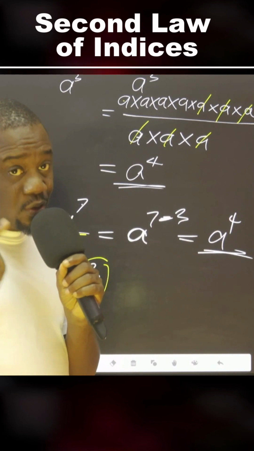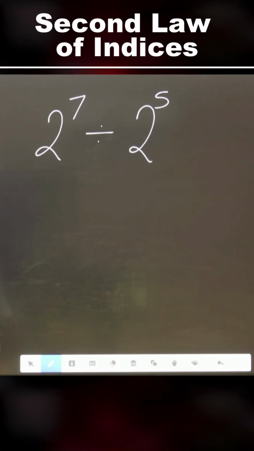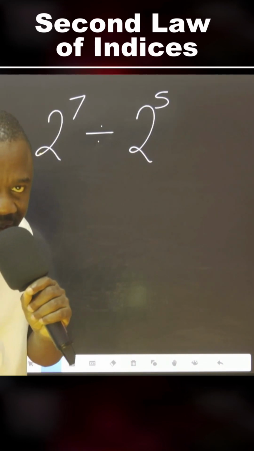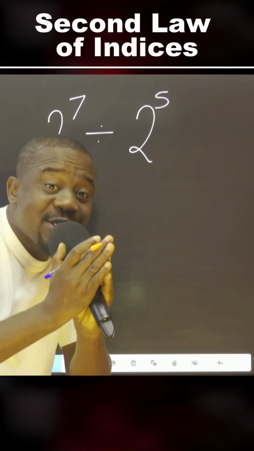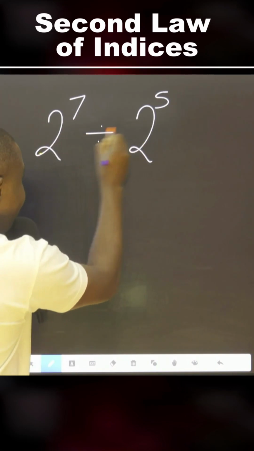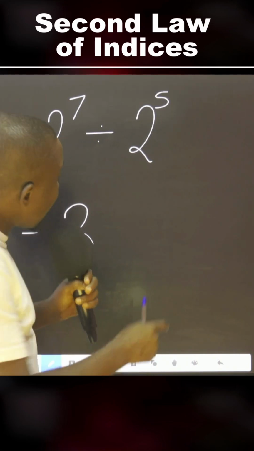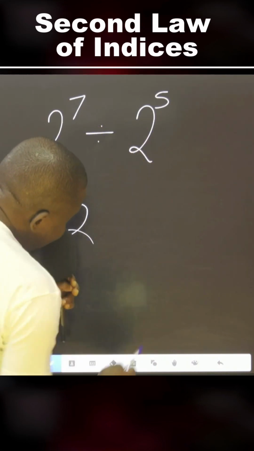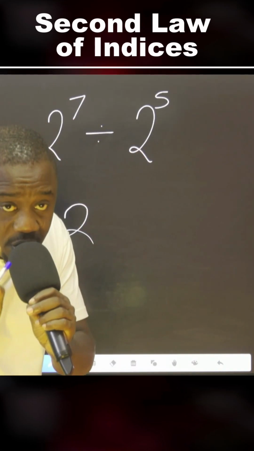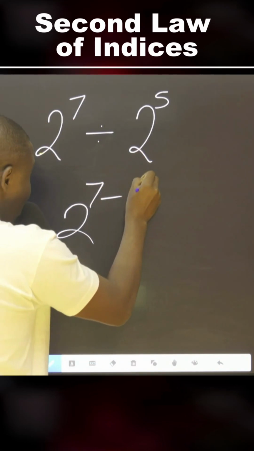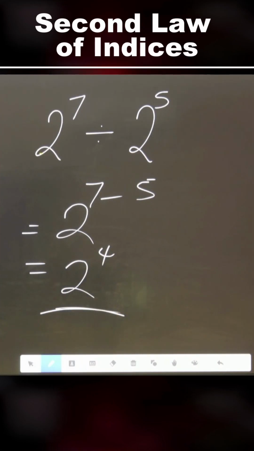Let's see some instances to make it easier. Look at this one. We are asked to simplify this. Are the bases the same? Yes. If the bases are the same, and these two families, they want to come together as one family, one of the parents should carry the children. Because it's division that separated them, we use minus. If it was multiplication, we use plus. So therefore, we say 7 minus 5. You agree with me? This is 2 raised to the power 4.